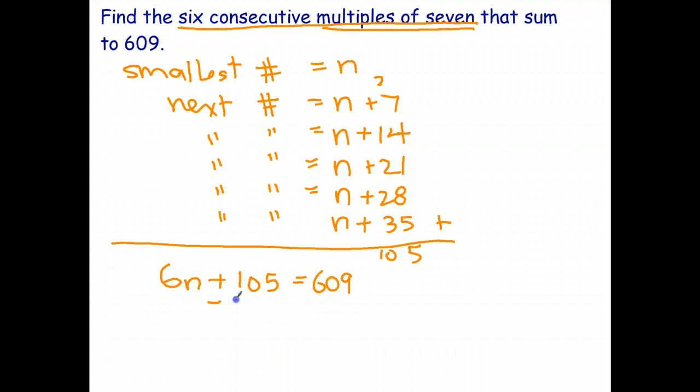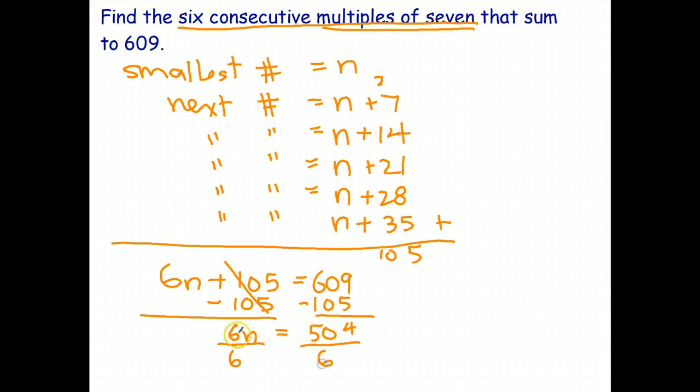Okay, I'll take away the 105 from each side. They cancel out or add to 0. 6n equals, well, 9 take 5 is 4. 60 take 10 is 50. Divide both sides by 6. And again, I'll just bring it over here. n equals 504 divided by 6.